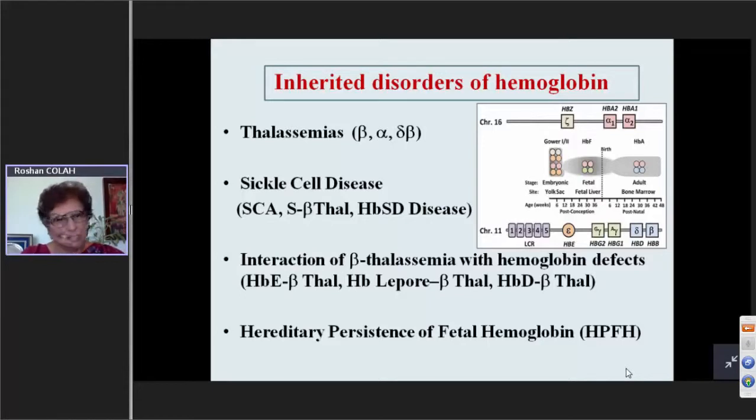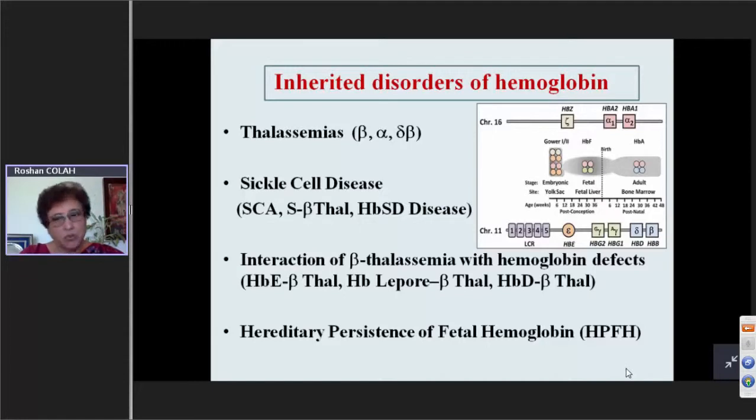Then we have the sickle cell disorders, sickle cell anemia, where you inherit a sickle gene, one from each parent, or a combination of sickle from one parent and beta thalassemia from the other, or sickle hemoglobin from one and another abnormal hemoglobin, hemoglobin D from the other, which is also a severe disease.